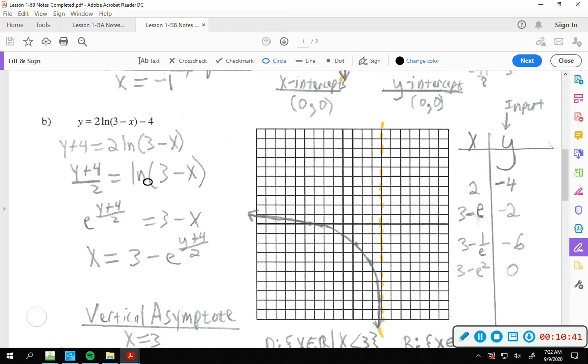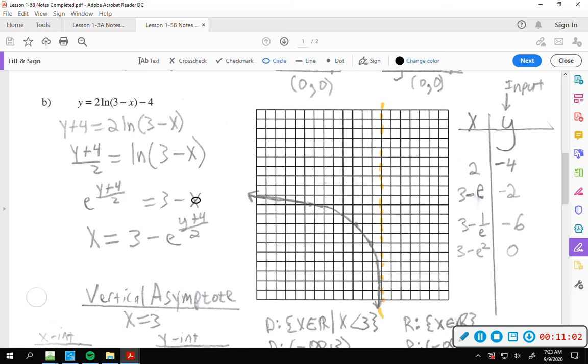Now, what is the inverse operation of a natural log? e raised to. So I took e raised to both sides. e raised to this side equals e raised to this side. Well, e raised to a natural log, the e and the natural log are inverse operations. So I'm left with the argument of 3 minus x.